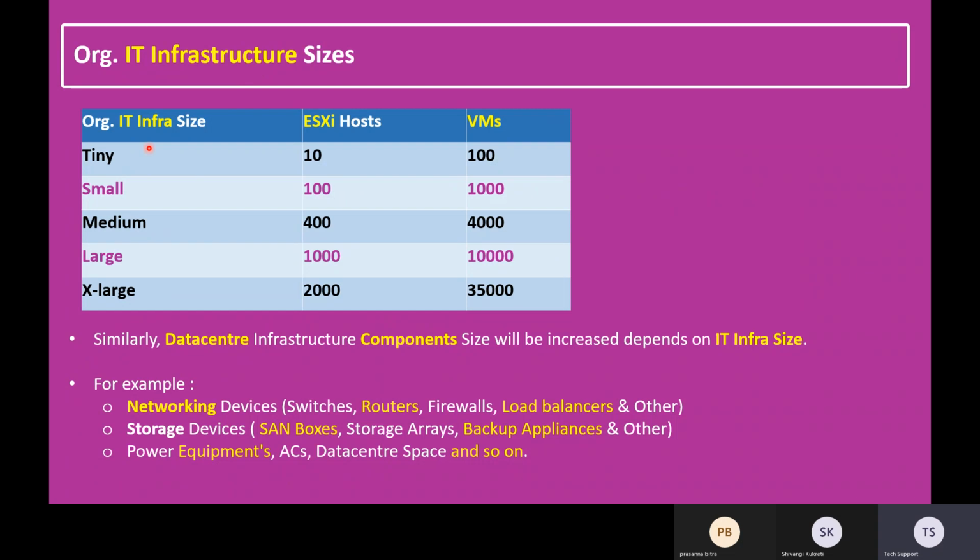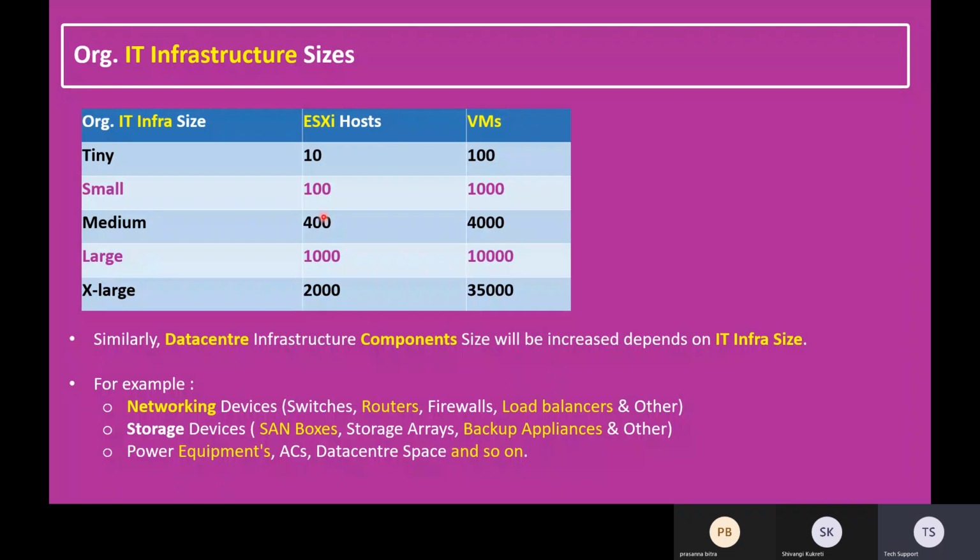For example, I took this table reference from our recent vCenter Server installation, where there is a default size recommendation for the vRA appliance. Even during vCenter installation, it shows tiny, small, medium, large, and X large. In the same way, I took this as an infrastructure size example. Some organizations are tiny, meaning very small organizations, which may have a minimum of 10 ESXi hosts and 100 virtual machines. A small organization has 100 ESXi hosts and 1000 virtual machines.